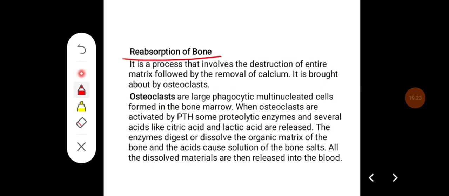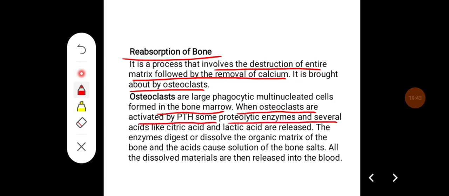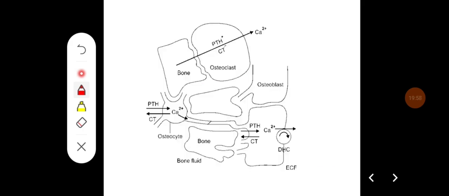Reabsorption of the bone. It is a process that involves destruction of the entire matrix followed by removal of calcium. It is brought about by osteoclasts. Osteoclasts, as we discussed, are phagocytic multinuclear cells formed in the bone marrow. When osteoclasts are activated by PTH, some proteolytic enzymes and several acids like citric acid and lactic acid are released, and enzymes digest or dissolve the organic matrix of the bone, and acids cause solution of the bone salts. All the dissolved materials are then released into the blood.